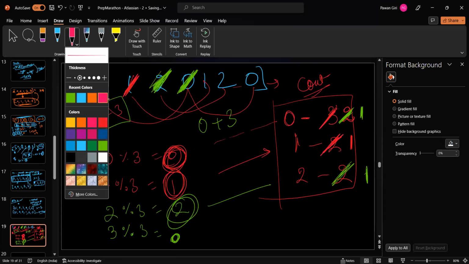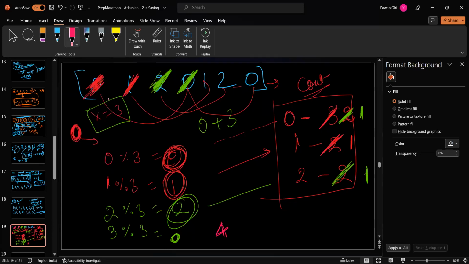Now you'll check for 4. Can you get this 4 value? 4 mod 3 is 1. Is 1 occurring in your array? Yes, it is occurring one more time. So let us use this for getting 4, because 1 plus x, which is 3, gives you 4. So you got this value, and you will utilize this 1 for getting 4.